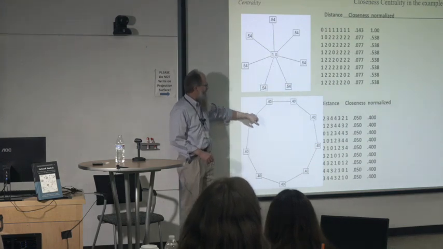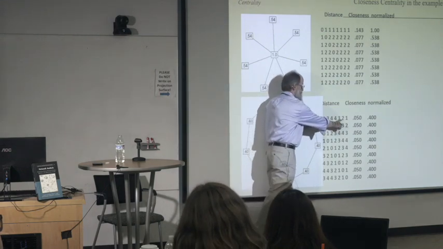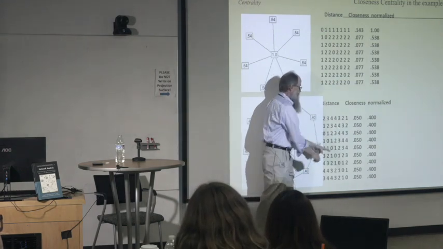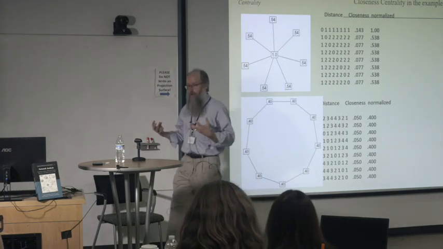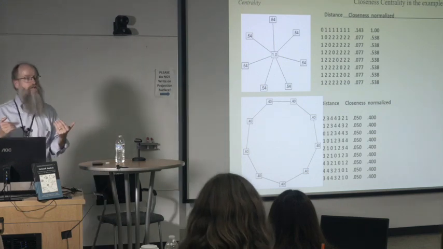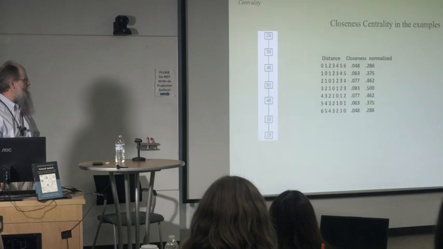In the circle graph, each person is 1 step from 2 other people. There are 3 steps from a few more and 4 steps from a few more, but if you go through and look at this, you'll see that every person has the same set of numbers, just ordered a little differently. And so this is why everyone has the exact same distance to everyone else.